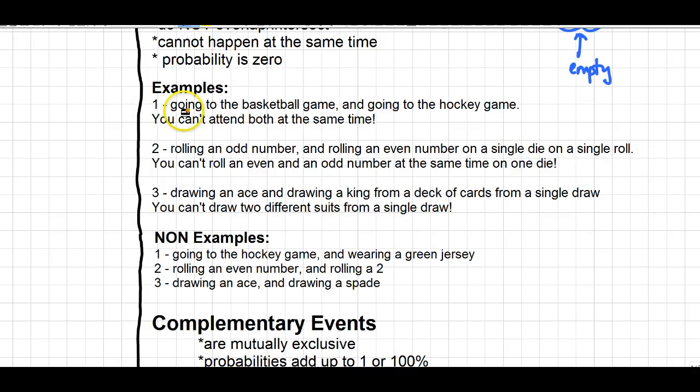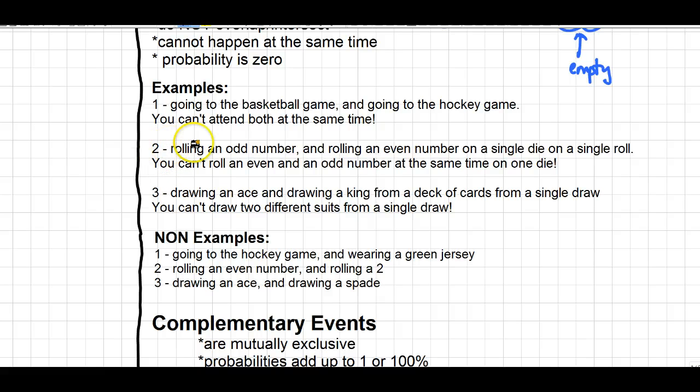So first example, you go to a basketball game, you go to a hockey game. You can't attend both of those at the same time. You have to go to one or the other. So going to a basketball game and going to a hockey game the same night are mutually exclusive events because none of us can be in two places at once.